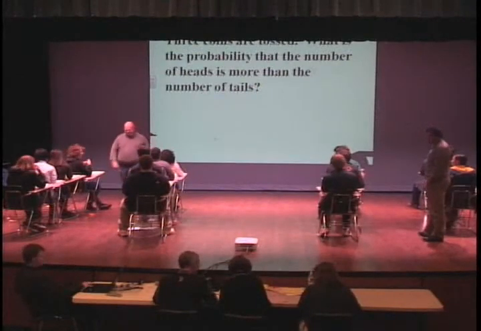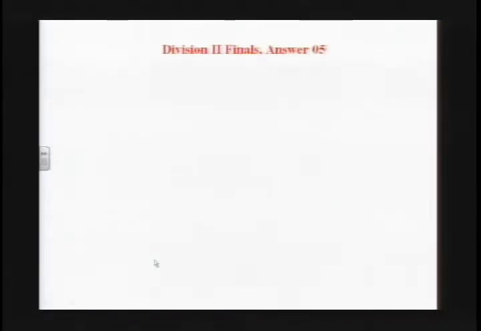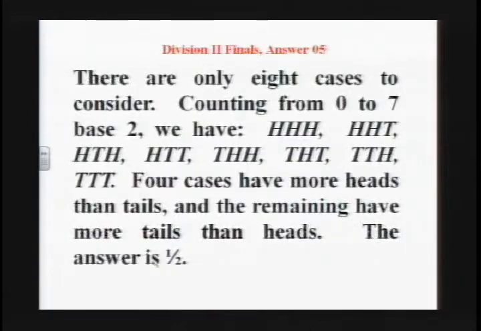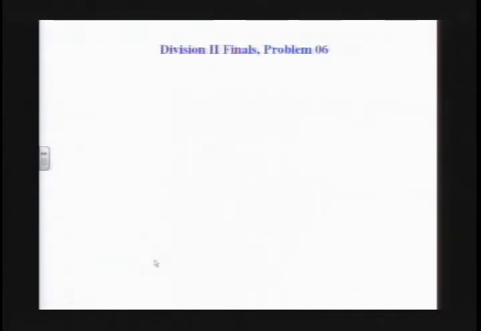And that's three answers. The solution, please. Okay, starting on the third line, you see a list of all possible 8 cases. A simple count of each show that 4 cases have more heads than tails. That's 4 out of 8, which is a half. And problem number 6, please.